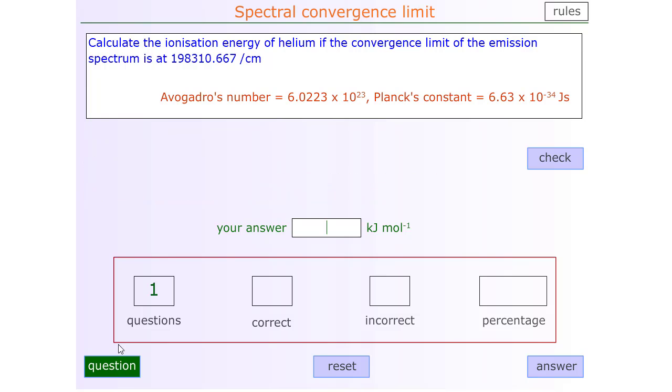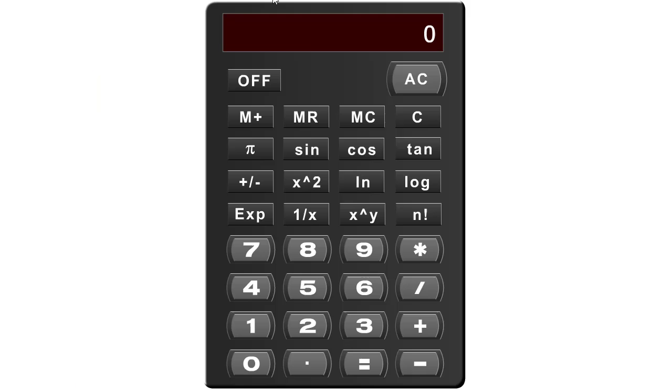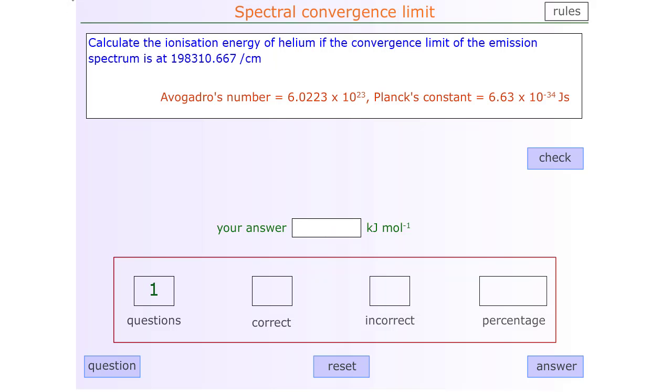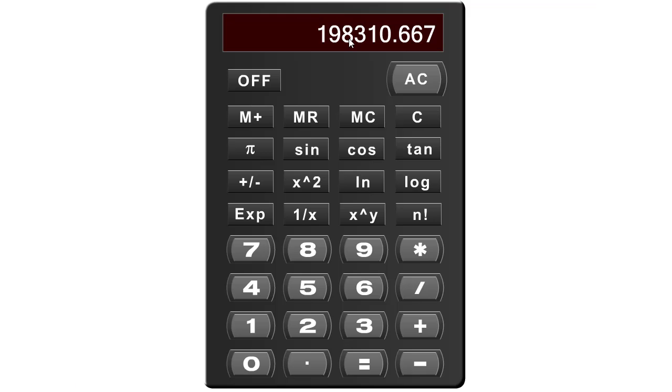Let's take a question. Calculate the ionization energy of helium if the convergence limit of the emission spectrum is 198,310.667. Let's just check, yeah, 0.667. Now, this is the value of the line in the spectrum measured in wave numbers, which is reciprocal centimeters.